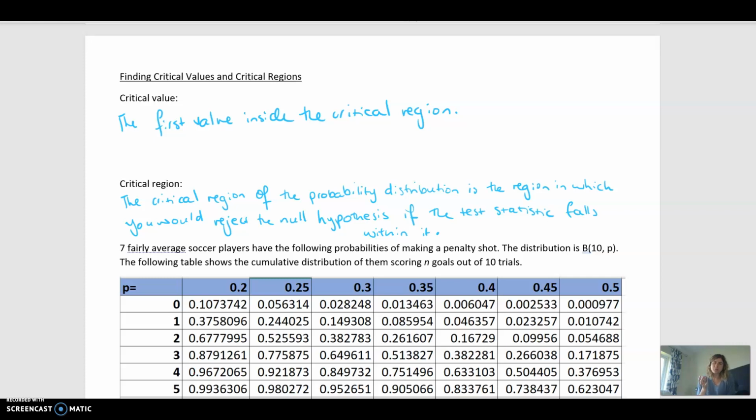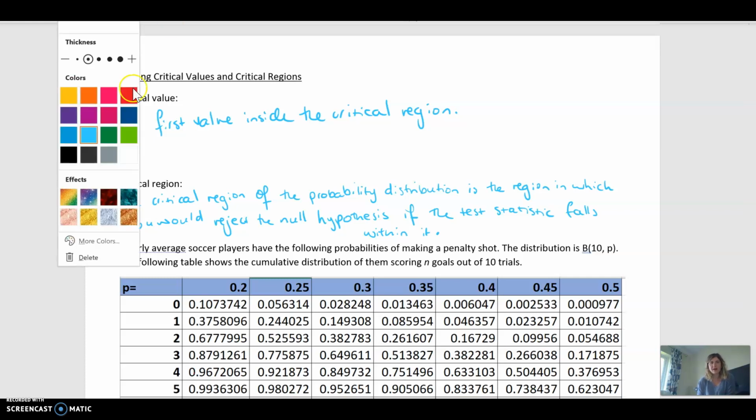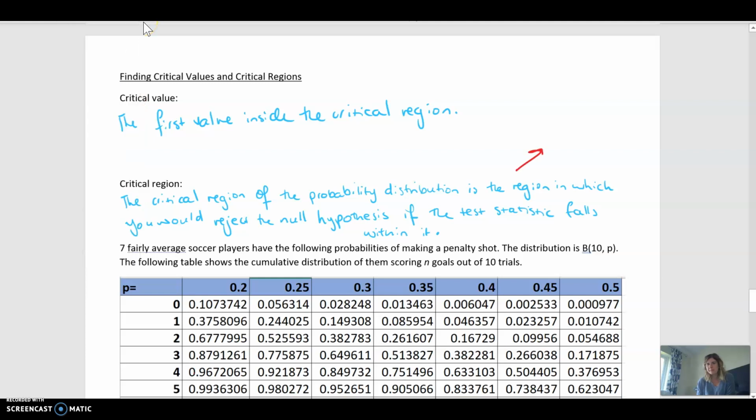The critical region of any probability distribution, and especially a binomial distribution, is the region in which you would reject the null hypothesis if the test statistic falls within that region. So, for example, if you're testing at the 5% level, you're looking at where your probability is at that 5%. Anything from 0% to 5% would be your critical region. The critical value is the first value inside the critical region.